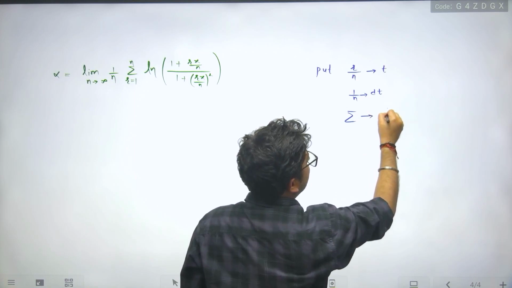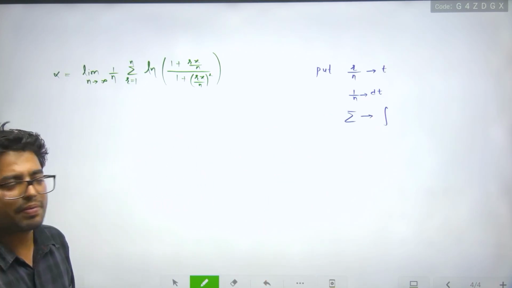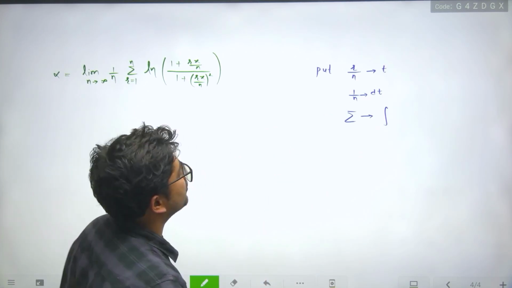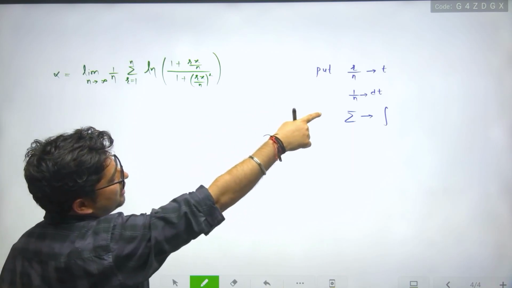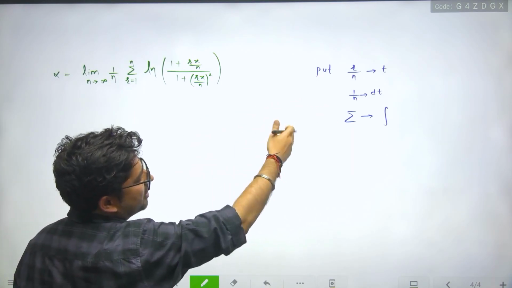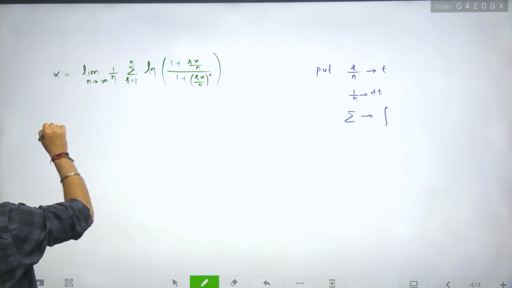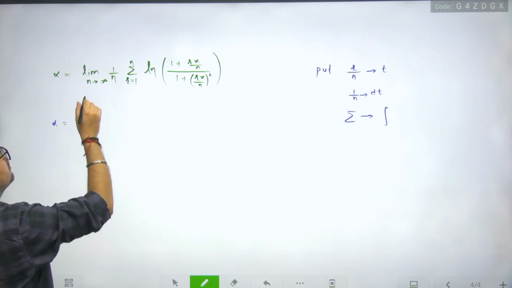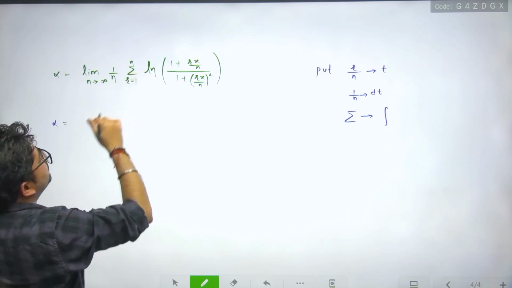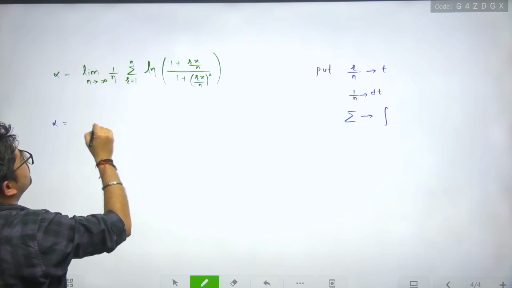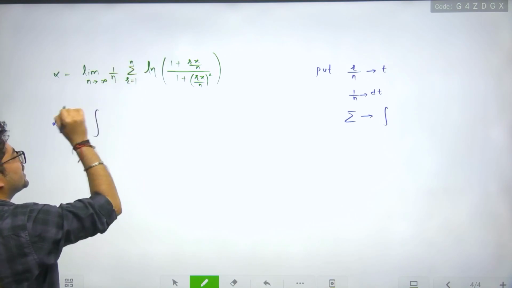Your sigma becomes your integration. This is from the definite integration. r by n tends to, you can put r by n as t, 1 by n as dt, and sigma changes into your integration. So alpha will be the limit n tends to infinity of 1 by n, sigma r is equal to 1 to n, that is integration.